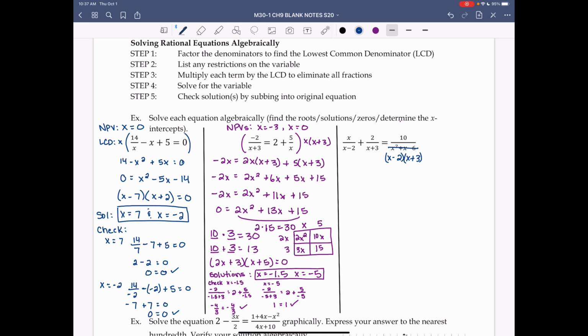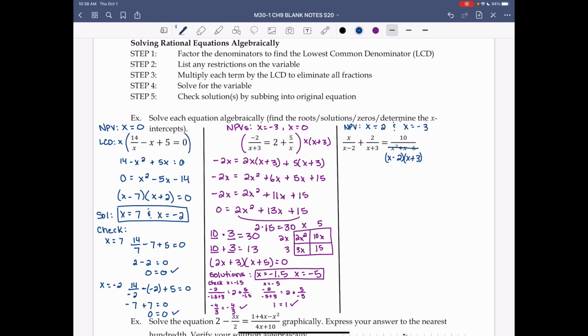Next step, list any restrictions on the variable. We have x minus 2 on the bottom of our fractions, so an NPV would be x equals 2, since 2 minus 2 would give us 0. And we also have x plus 3 on the bottom of our fractions, so x equals negative 3 is an NPV. Step 3, multiply each term by the lowest common denominator to eliminate all fractions.